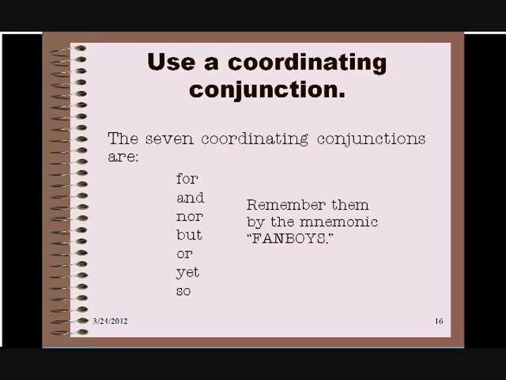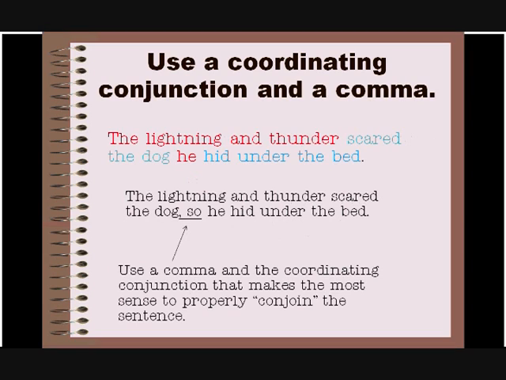And then also to use a coordinating conjunction. Coordinating conjunctions conjoin two sentences. And there are 7 coordinating conjunctions in the English language, and they are for, and, nor, but, or, yet, so. And you can remember them by the first letter of each of those words, by the mnemonic FANBOYS, if you have to try and remember what they all are for whatever reason. And so you know that you can use one. And so let's use a coordinating conjunction and a comma.